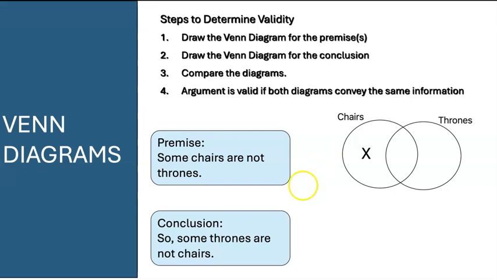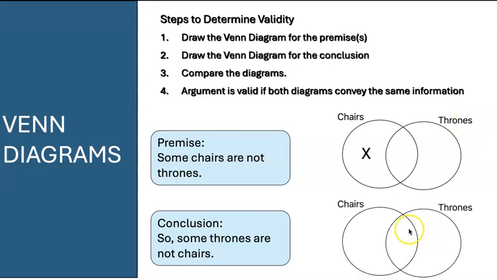So notice, even though thrones come first and chairs come second, we have to be consistent. It's chairs, thrones, so the conclusion diagram must also have chairs and thrones. But this one now says the subject is thrones, and it says some members of the throne circle are not in the chair circle. So here we're going to put an X outside of the chair circle. So is this valid? No, it is not. These are conveying two different messages. So, invalid.